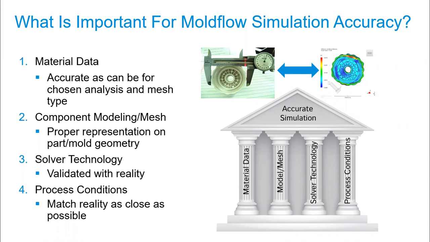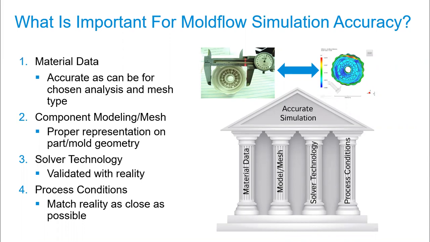We want to make sure our thicknesses are well represented. We're not using mesh types that aren't applicable for the particular geometry. So for instance, if we have a thick and chunky type of part, we don't want to use thin wall assumptions on dual domain or mid-plane type technology, because that may throw off our thickness and we're violating the guidelines for the mesh type that we've chosen.